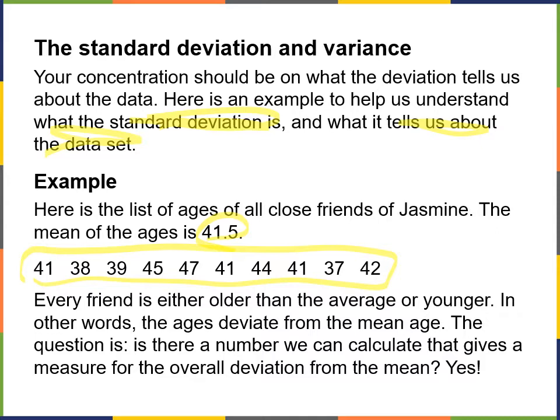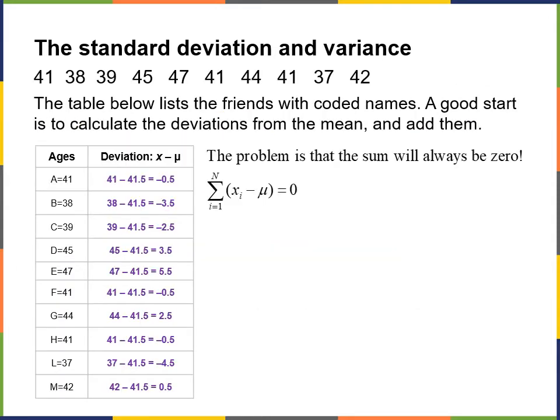Okay. Now, one question that we're going to ask is: is there a number we can calculate that will measure how much the overall deviation of all these ages is from this mean? And the answer is yes, that's what the standard deviation will give us. So let's think about this a little bit. We know the mean is 41.5. So if we looked at all these ages and we made a little table and listed all the ages down this first column, we could calculate the deviation of each age from that mean.